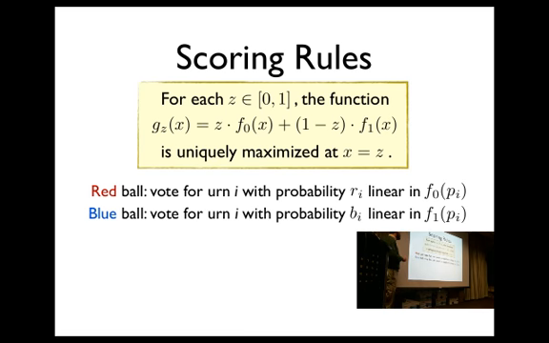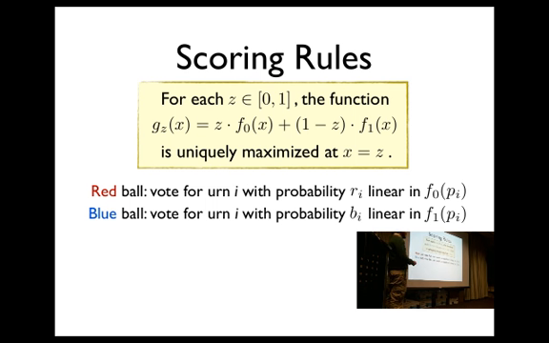So let's do the following. Let's say that, and here I'm cheating and leaving out a lot of details, but that's really the art of the argument. If I pick a red ball, then I will vote for Urn I with probability Ri, and this Ri will be linear in F0 of pi. And I won't tell you what linear means. It depends on how the pi's are distributed. But say you can think of it as proportional to F0 of pi, even if this doesn't hold in general.